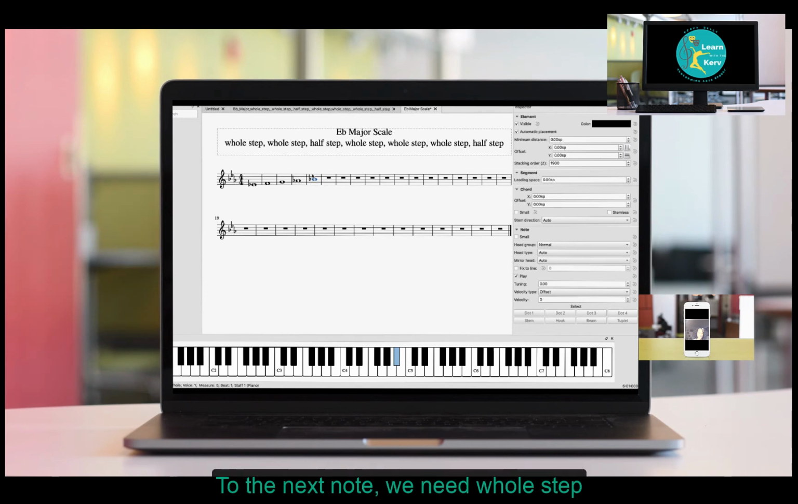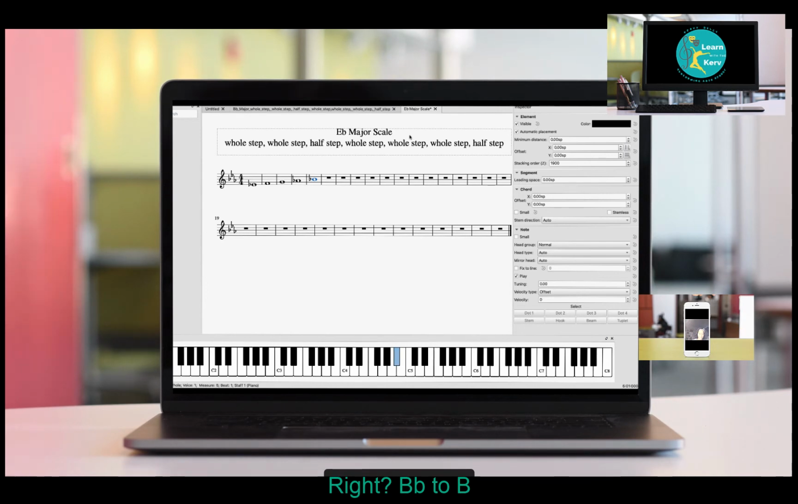From B flat to the next note, we need a whole step, right? B flat to B is a half step. B flat to C is a whole step. Our next note is going to be C.